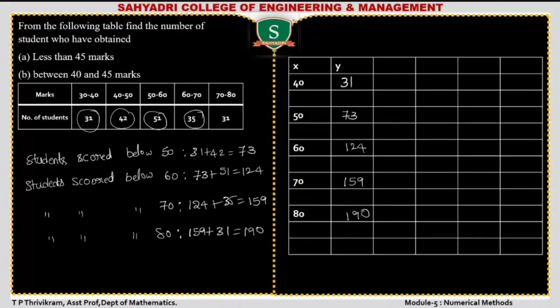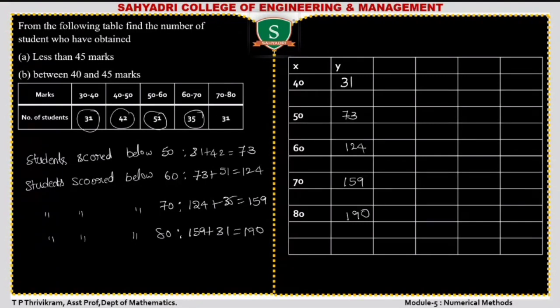Now what do you want? Less than 45 marks. Okay, 45, where will it come? Between 40 and 50. 40 to 50. So that means here we got an unknown. So we can make use of the forward interpolation formula. So it is near to the starting point, right? So we can use forward interpolation.